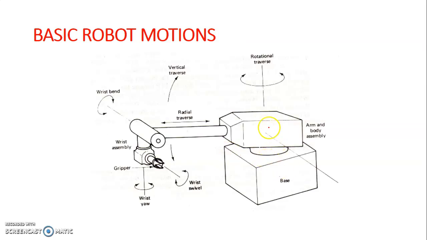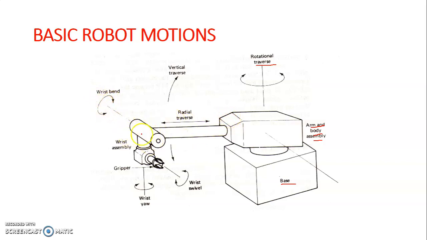We can observe in this diagram how the industrial robot looks. What are all the different parts of the industrial robot? We can see in this diagram, this is the base of the robot, and this part is called the arm and body assembly of the robot, and it can have rotational motion. This whole assembly can rotate on its own axis 360 degrees. So that is rotational or transverse motion of the robot. And radial transverse, it can move like this also, in and out.